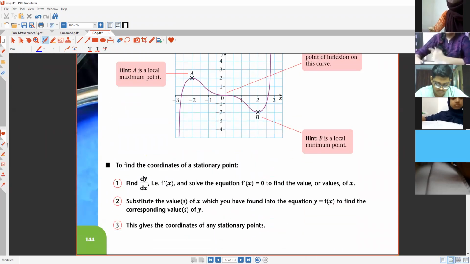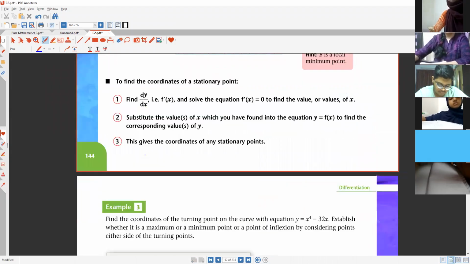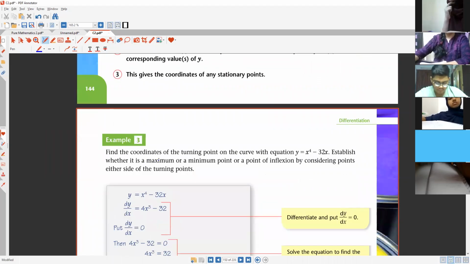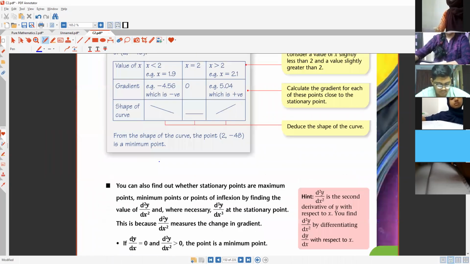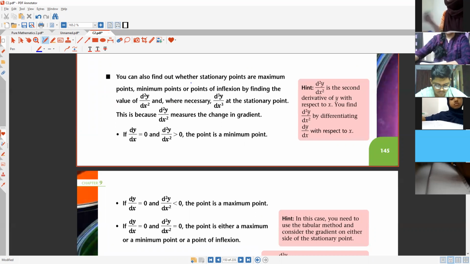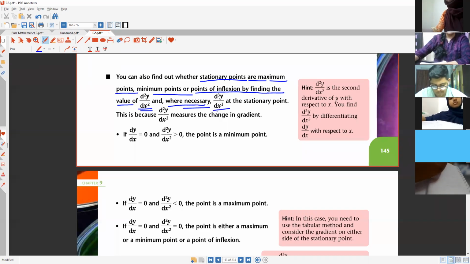Now, when do you say whether something is a point of inflection or not? For that you need to know something. Yeah, see, full detail is given over here. They wrote you can find out whether a stationary point is maximum or minimum or point of inflection by finding the value of double differentiation. And if it is necessary, you can even do triple differentiation. If you are not sure after double differentiation, you have to carry on doing triple differentiation. If your double differentiation comes 0, do triple. Usually this kind of sum doesn't come, but I'm still telling you.